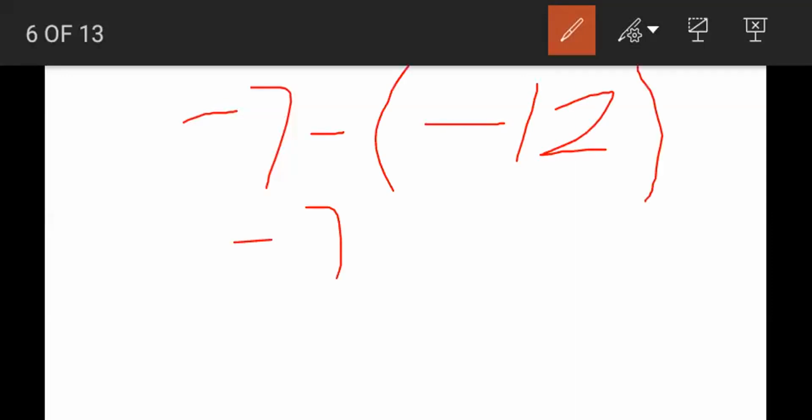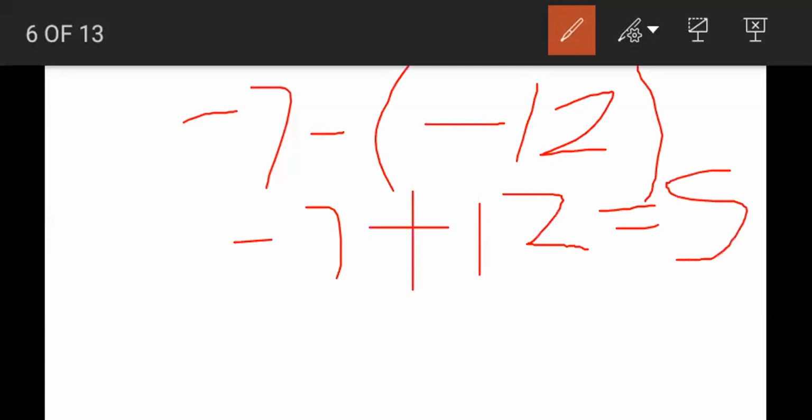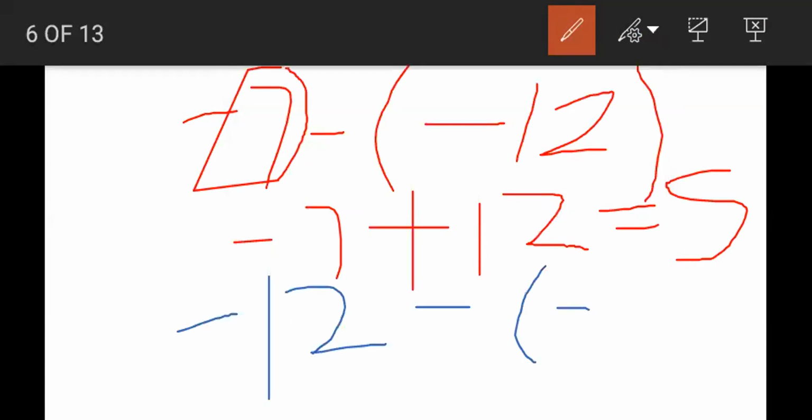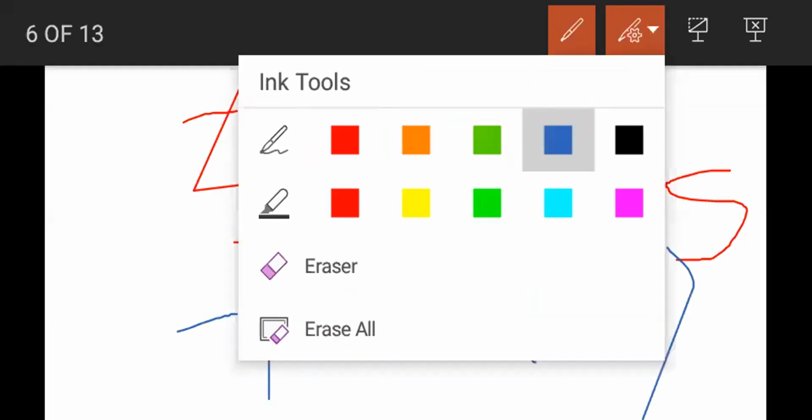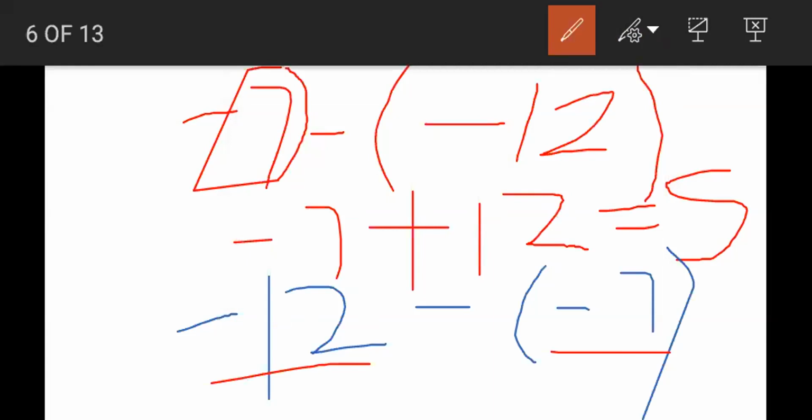Now minus 7, when you open the bracket, minus minus 12 is going to give us plus 12. Then minus 7 plus 12 gives us 5. Right? That is if this compares. I want to believe you are getting me. The second case we have is minus 12 minus minus 7. There are two different numbers. This is the first one, this is the second one.